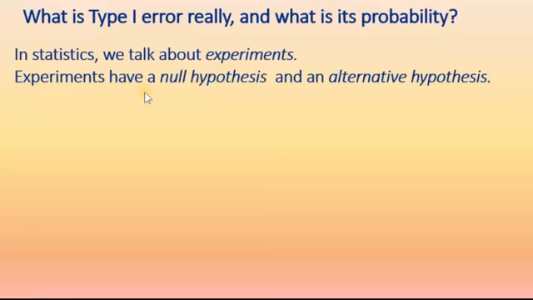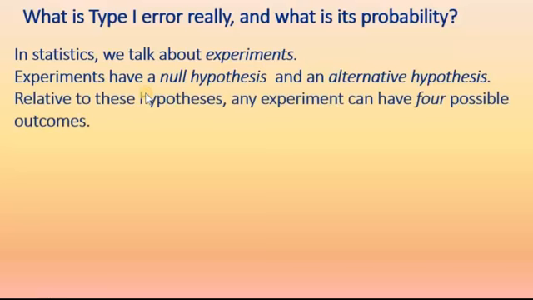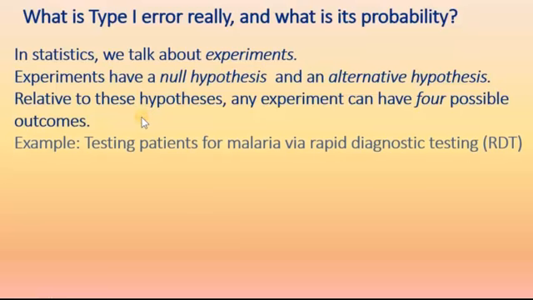All right, so in statistics we talk about experiments. Experiments have a null hypothesis and an alternative hypothesis. Relative to these hypotheses, any experiment can have 4 possible outcomes. All right, well, let's get specific here and talk about a particular example.